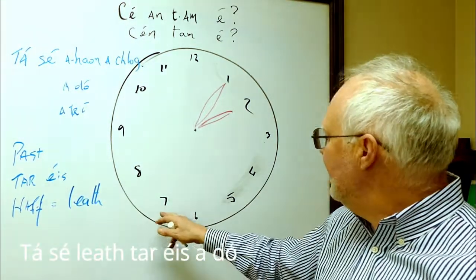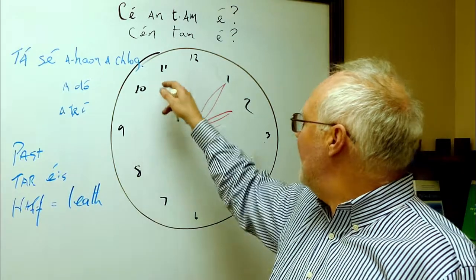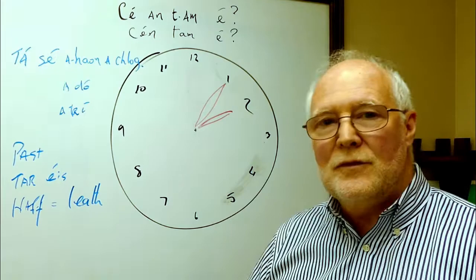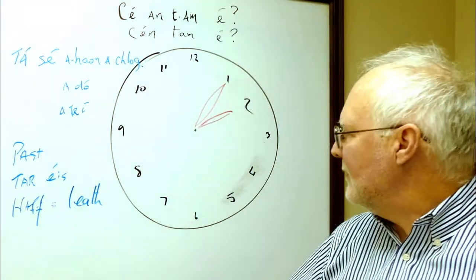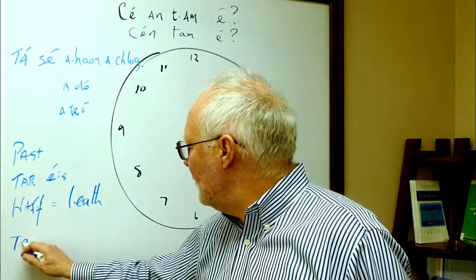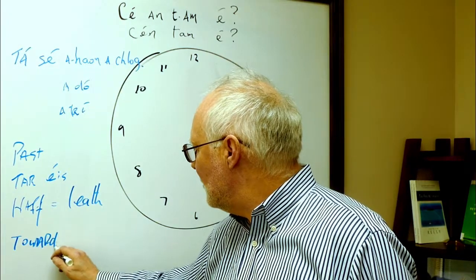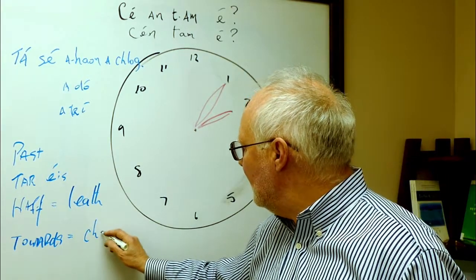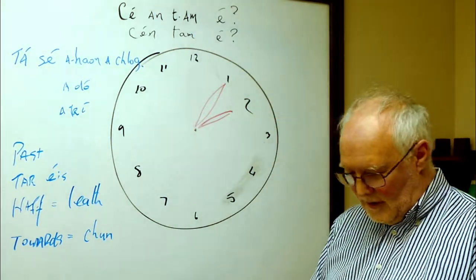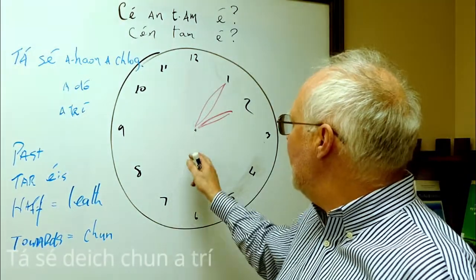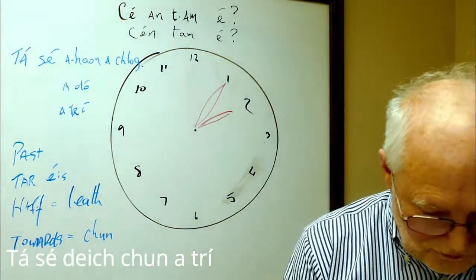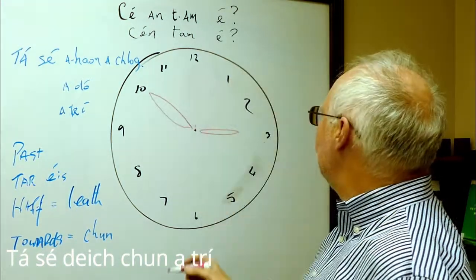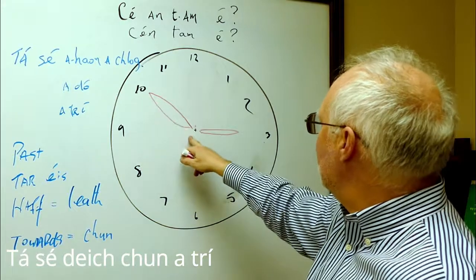Half past. Now we're going to go on the other side and it's going to be towards. It's 10 minutes to 3. So this word is towards. Let's call it towards, and that is translated into the word chun, C-H-U-N. Tá sé 10 chun 3. 10 to 3. I'll just draw the hands up here so that you can see where we're at. Tá sé 10 chun 3.